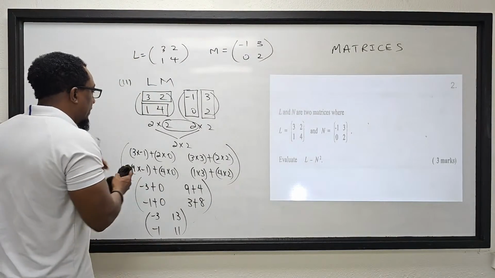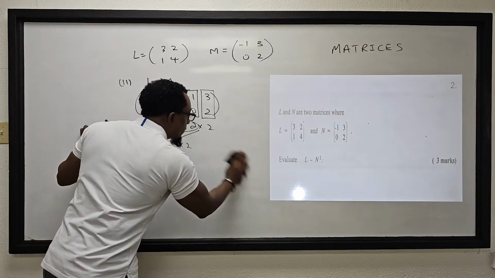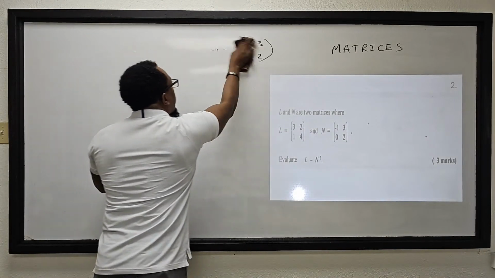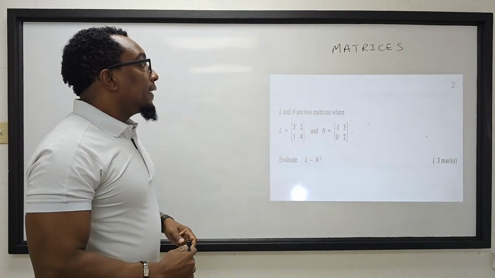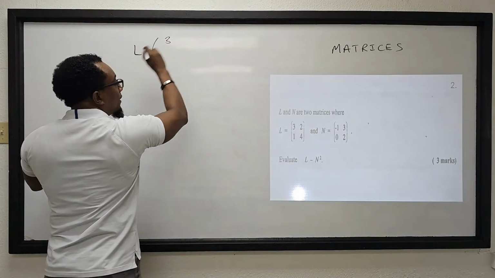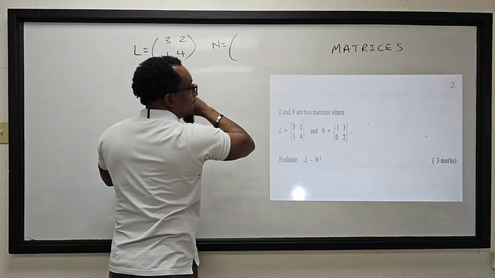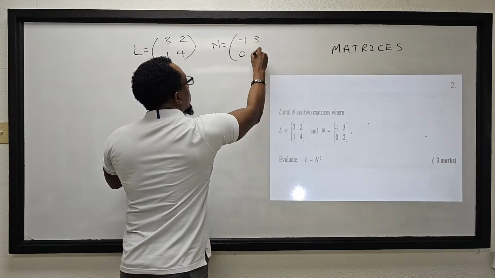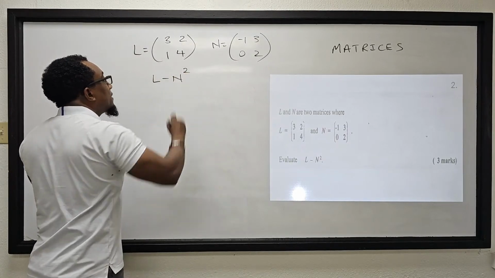So question 2. L and N are two matrices. So we have L, whose elements are 3, 2, 1, 4. And we have the matrix N, whose elements are negative 1, 3, 0, 2. And what they want us to find is L subtract N squared.